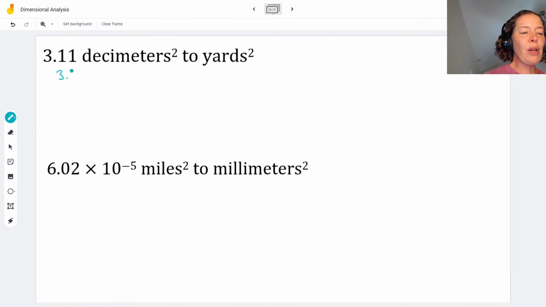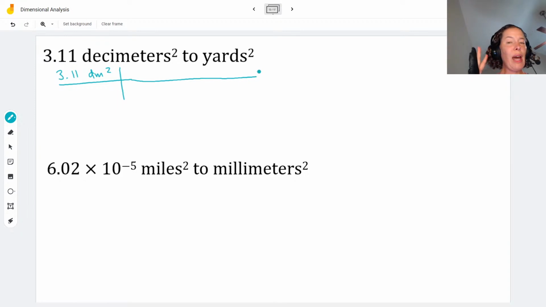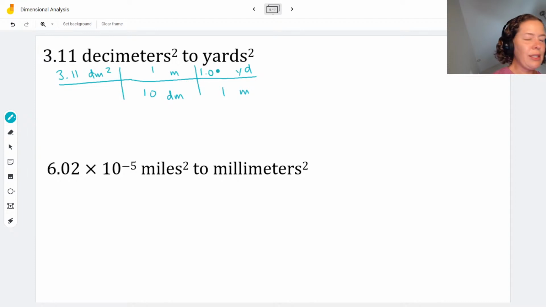So I have my 3.11 decimeters squared. Again, I'm not going to worry about the power yet. I'm just going to worry about getting my units in. So I'm going to have decimeters to meters, and then I'm going to have meters to yards. All right, let's put some numbers in. So again, decimeters to meters, 10 decimeters in 1 meter, and our meters to yard was 1 meter in 1.0936 yards. Okay, now I need to square everything.